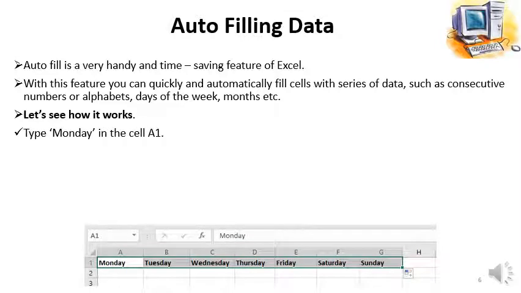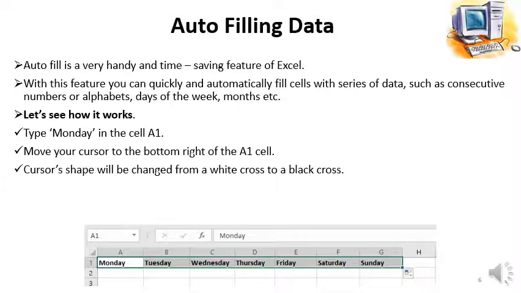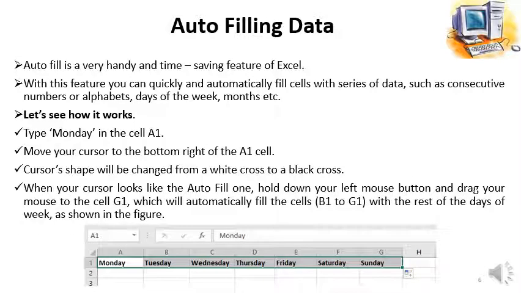Type Monday in the cell A1. Move your cursor to the bottom right of the A1 cell. The cursor's shape will change from a white cross to a black cross. When your cursor looks like the autofill one, that is the black cross, hold down your left mouse button and drag your mouse to the cell G1, which will automatically fill the cells from B1 to G1 with the rest of the days of the week, as shown here in this figure.